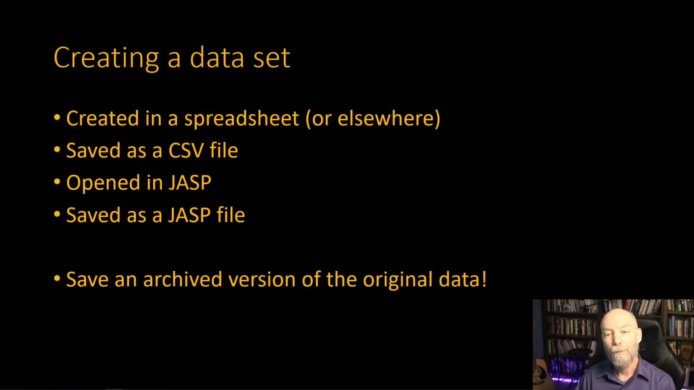All right, so you're going to create a data set. You're going to create it in a spreadsheet or in some other program of some sort. And to get it into JASP, you're going to need to save it as a CSV file. CSV is comma separated value file.